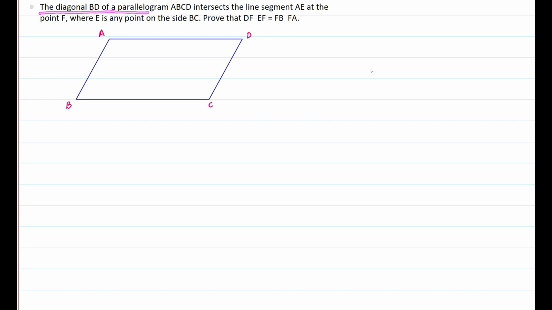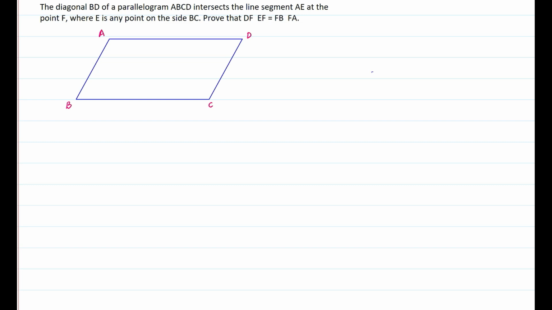The question says: diagonal BD of a parallelogram ABCD intersects the line segment AE at point F, where E is any point on the side BC. Prove that DF into EF is equal to FB into FA.